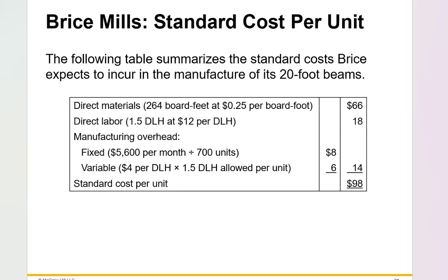So we're going to come up with what we often call a standard cost card. It probably isn't ever on a card anymore, but here are the standard costs. Direct materials, $66. Direct labor, $18 per beam. And then the fixed and the variable overhead components all add up to $98. This just summarizes what we've just come up with. That's the standard cost. That's kind of what we expect.